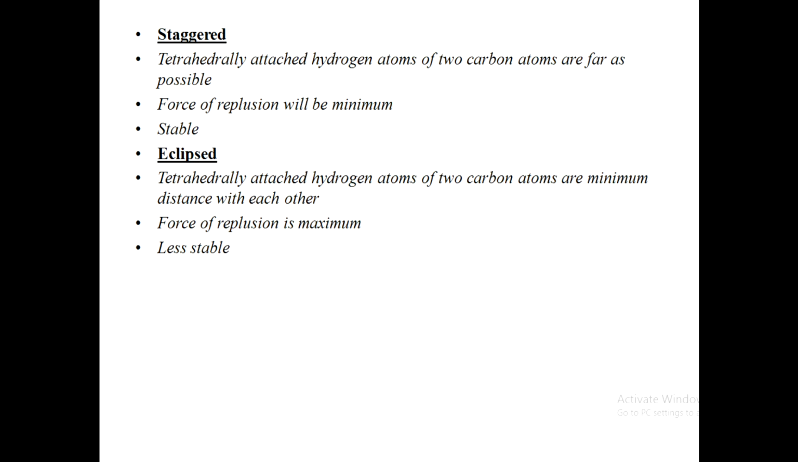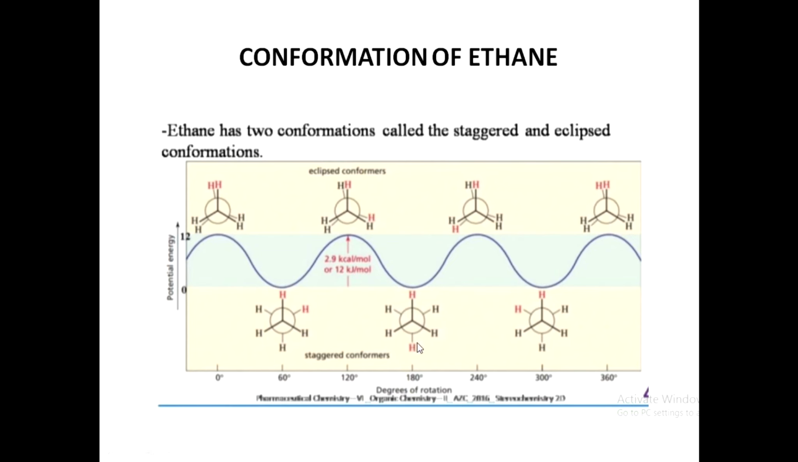You can see that in the figure. This is staggered and this is eclipsed. See, in staggered, the hydrogens are as far apart as possible, and in eclipsed they are at only minimum distance from each other. So the repulsion will be maximum in the eclipsed compared with staggered. So staggered is more stable than eclipsed.